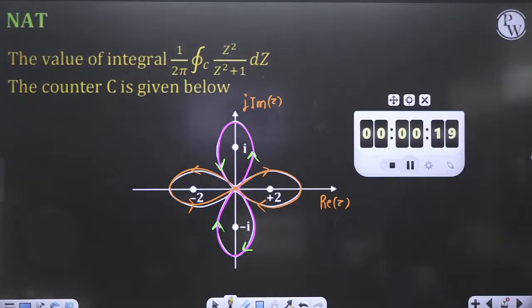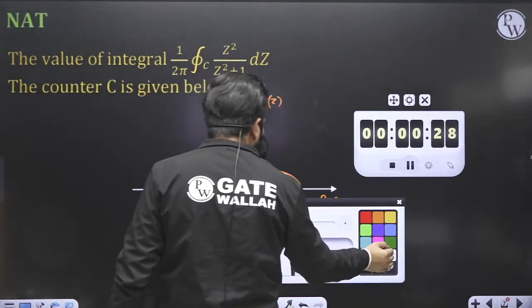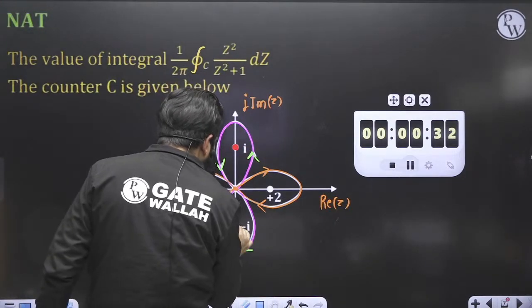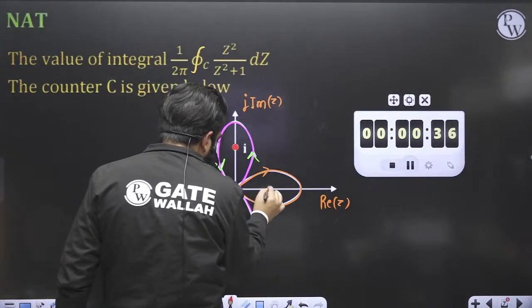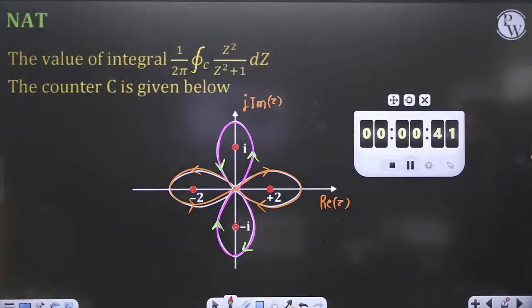The value of this integral 1 upon 2 pi z square upon z square plus 1, contour is given like this. Okay. The values I and minus I and 2 and minus 2 hopefully is visible to everyone. This is the value of I. This is the value of minus I. Okay. This is the value of minus 2. This is the value of plus 2.